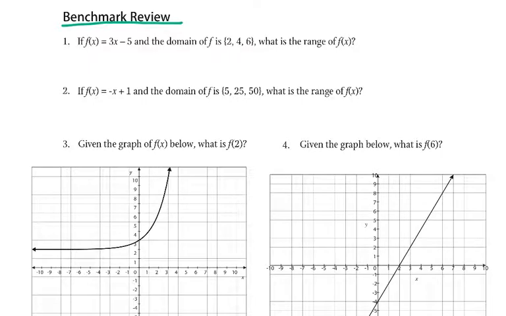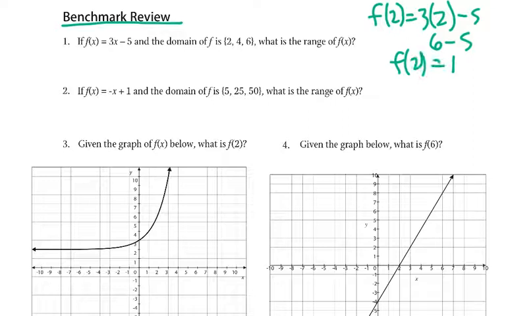So, if f of x equals 3x minus 5 and the domain of f is 2, 4, and 6, what is the range? So remember, domain is all the x values. So we take this 2, this 4, and this 6, we plug them into x, we simplify this, and that'll give us the range. So I'd go f of 2 first. 3 times 2 minus 5. 3 times 2 is 6, minus 5 is 1. So f of 2 equals 1.